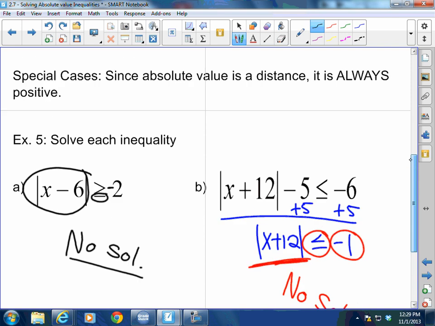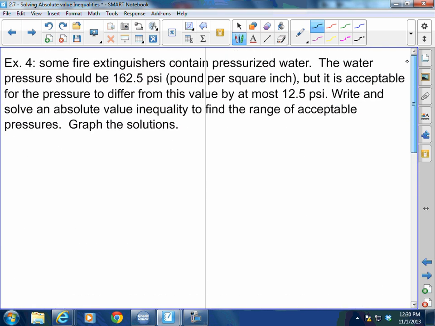Now, I know I'm going backwards, I'm acting like a crazy man, but real quick, the water pressure should be 162.5. Its variance is 12.5, so basically, x minus desired is less than or equal to the change or variance. You can solve that one on your own.